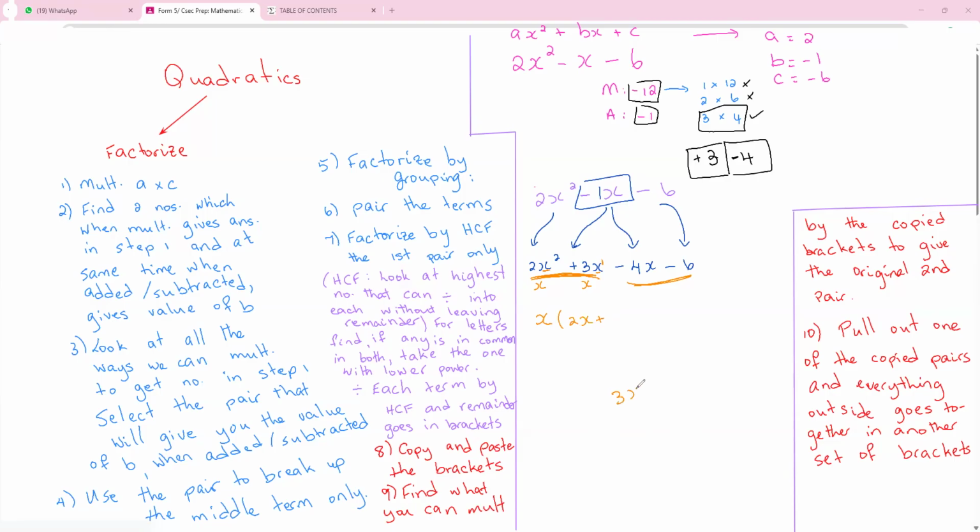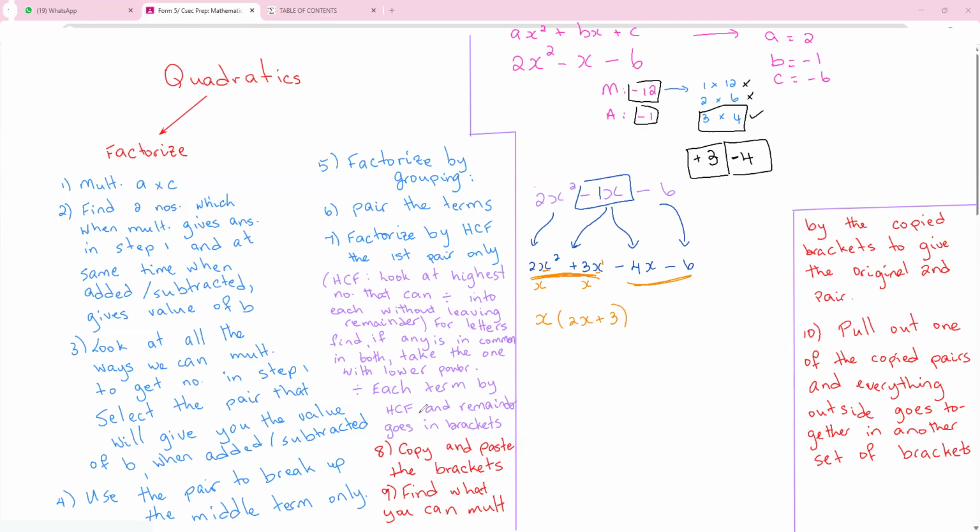And then 3x divided by x. X will cancel with x, and I'm left with 3. So that will also go inside. So remember, this part is called factorizing by highest common factor, and you're only doing it to the first pair only.